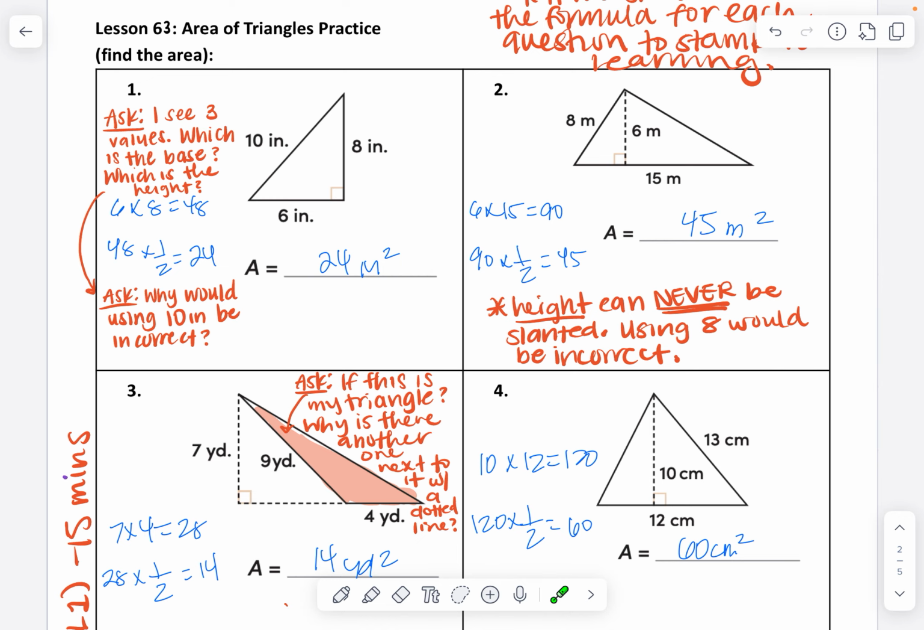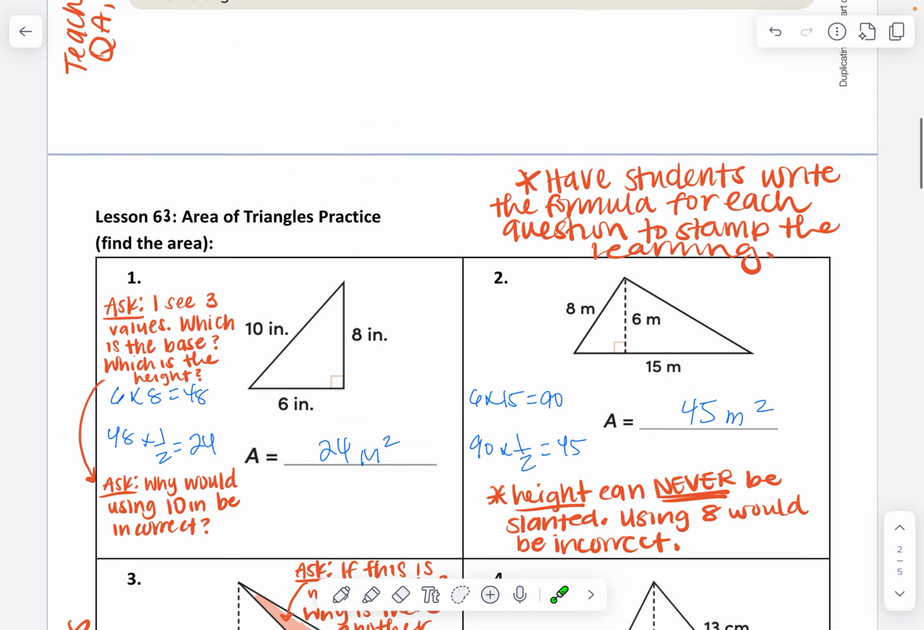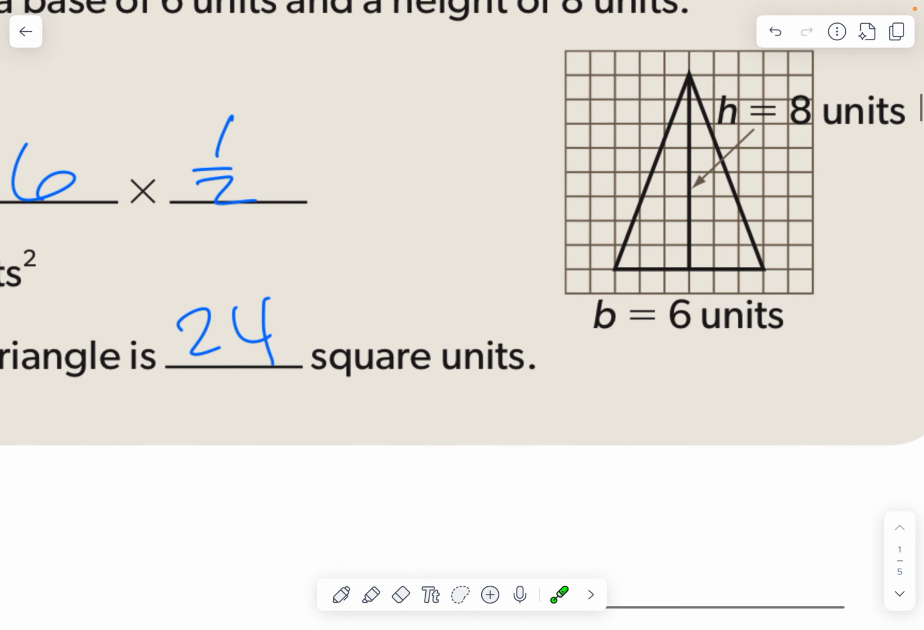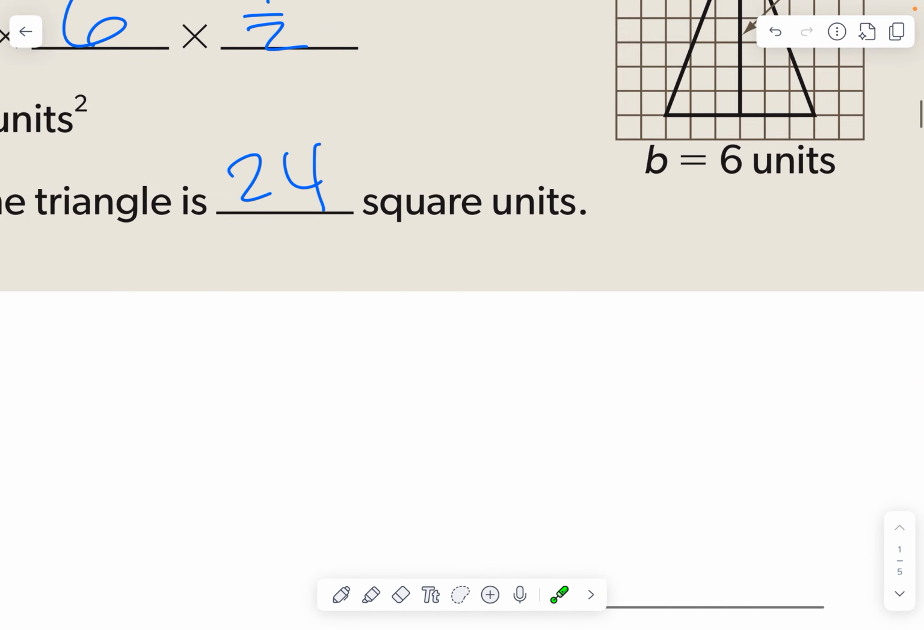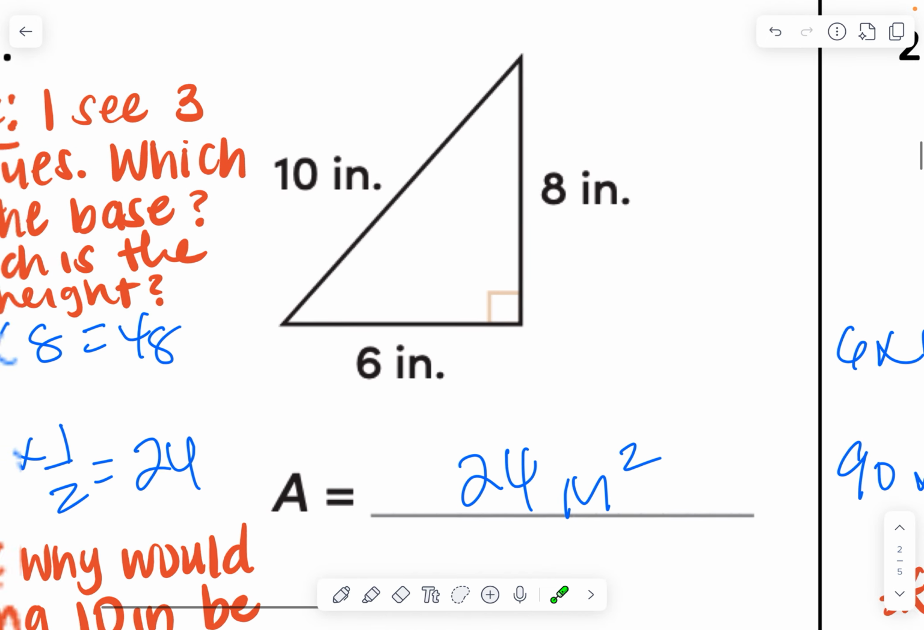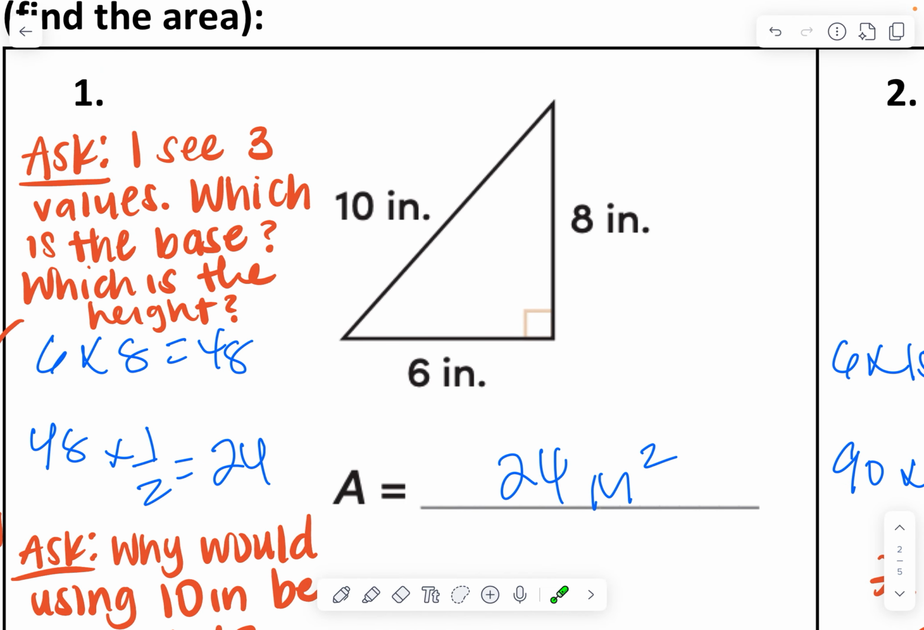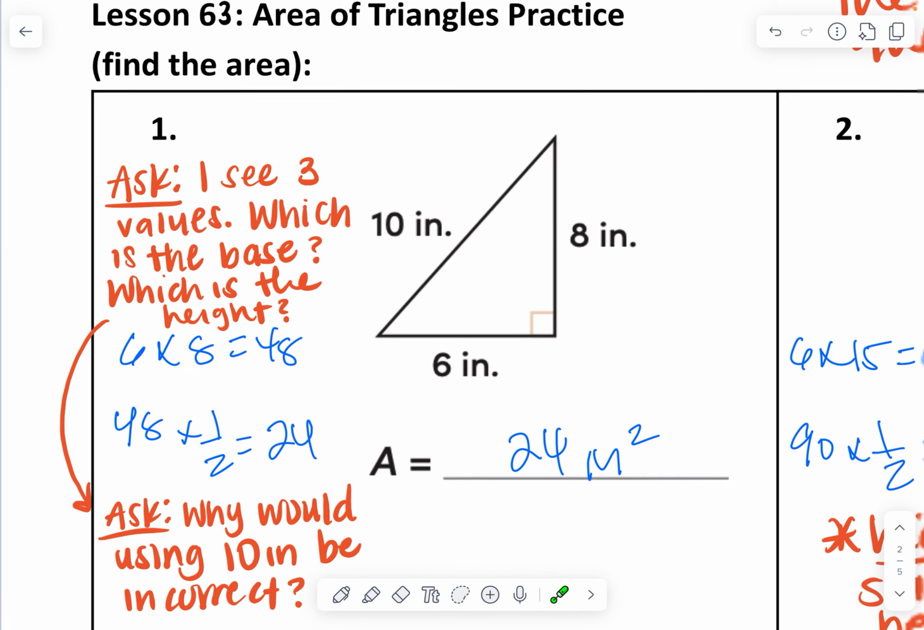In question 1, it's different than question A because question A only gave us 2 values, so we already knew which values we needed to use. We knew we needed a base and a height, so we just chose 8 and 6. Easy. However, we know that a triangle has 3 sides, so when given values for all 3 sides, what do we do? Do we just choose 2? We're not sure. So what I want you to ask students is, I see 3 values. Which is the base? Which is the height? Students may be able to immediately say, okay, the base is 6, but then there may be some discourse around which one is the height. Is it 8 or is it 10?